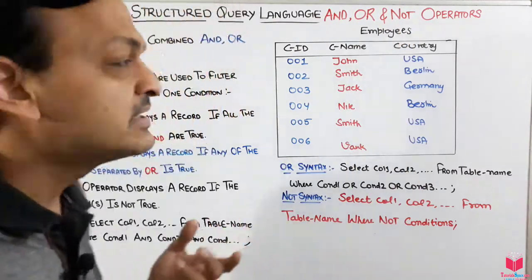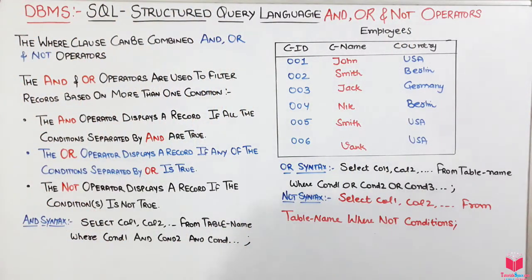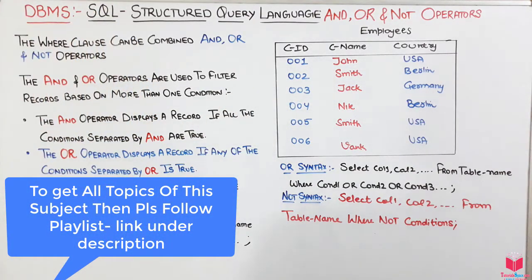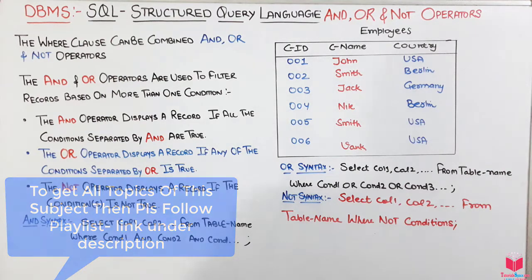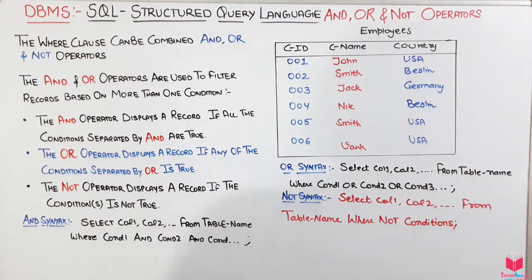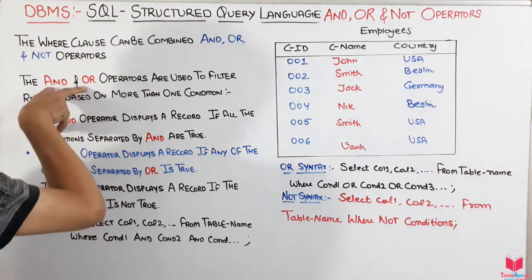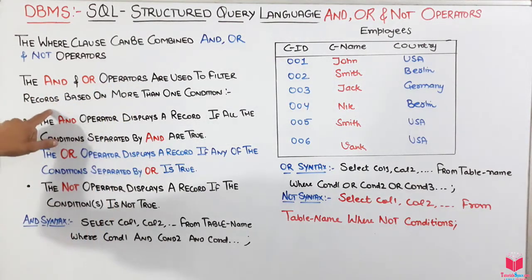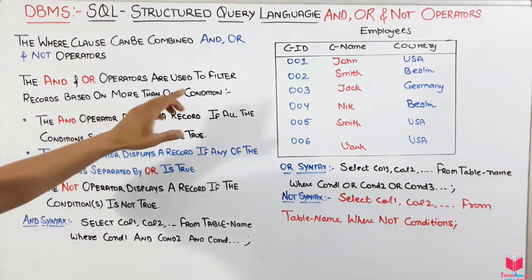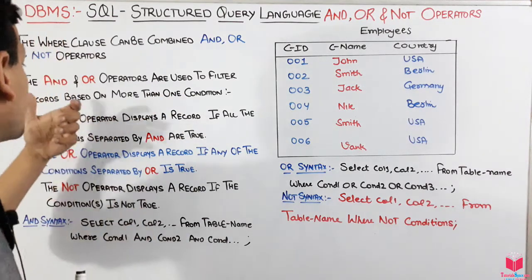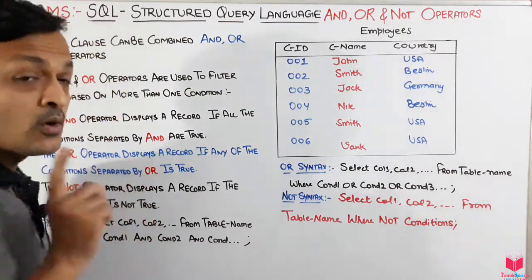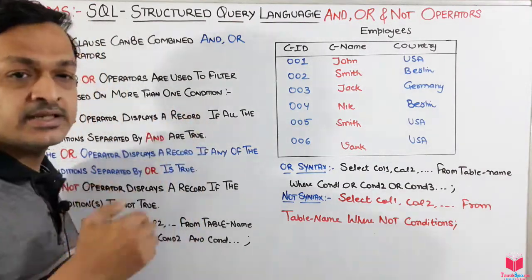So let's discuss what they are, what their syntax is, and what conditions are attached to these operators. The WHERE clause can be combined with AND, OR, and NOT operators. The main conditions are AND and OR. The AND and OR operators are used to filter records based on more than one condition. These are two operators which can only be used if we have more than one condition in our query.